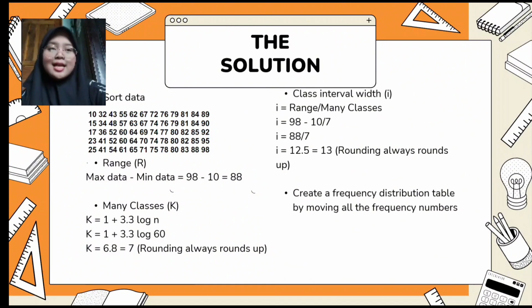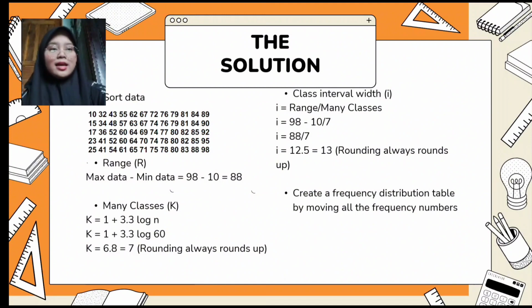Number 4. Class interval width or A. A equals range divided by number of classes. A equals 98 minus 10 divided by 7. A equals 88 divided by 7. A equals 12.5, or equals 13, because rounding always rounds up.